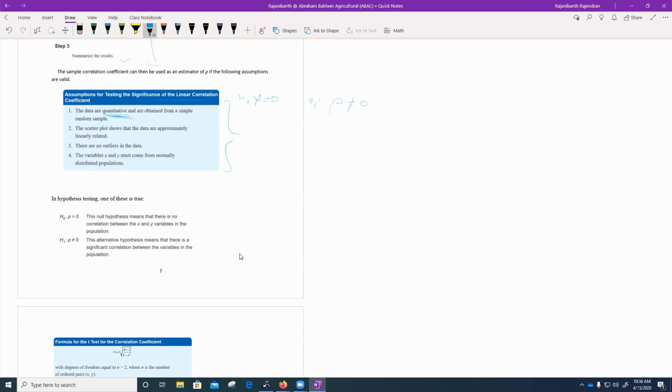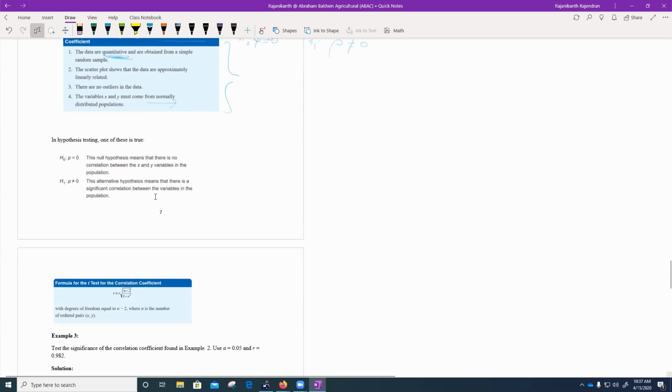Outliers will make a big difference, therefore we assume that there's no outlier in my data. If you have outliers, you have to throw those points away. We don't use those, okay? The variables x and y must come from a normally distributed population. So this is a basic assumption we use. At this course level, we assume that all four assumptions are satisfied, so we don't go much into detail.